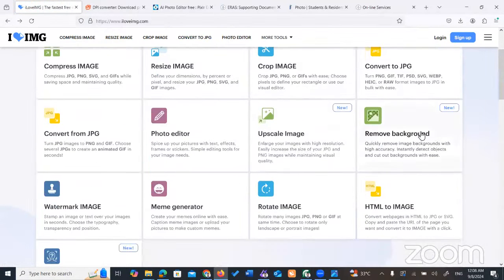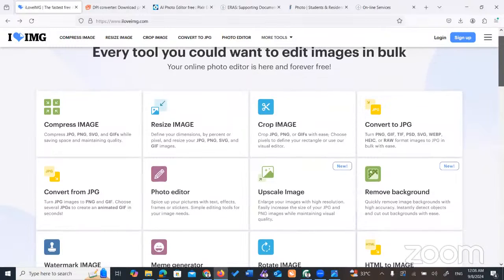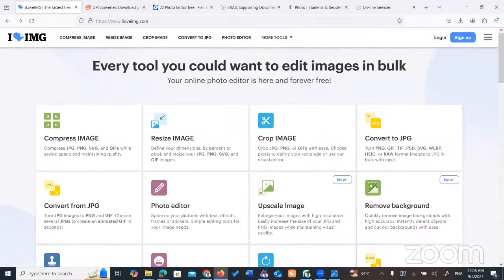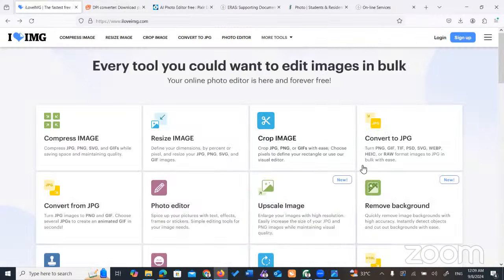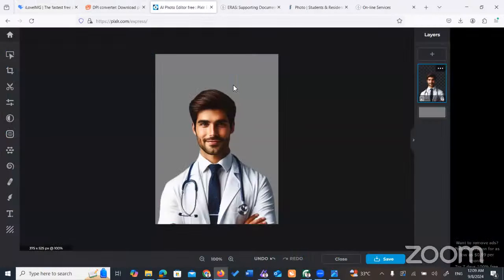So yeah, you can also remove the background. You can convert it back from JPG. You can upscale the image while maintaining the ratio and the resolution. So yeah, just a recap, you can use all of these three websites to edit the images. You can use one to convert the DPI, then you can take the same picture to remove the background, and then you can go into the AI photo editor to edit the size, to maintain the ratio, to edit the DPI, and then to download the JPEG, and then you can use it anywhere in your profile picture.